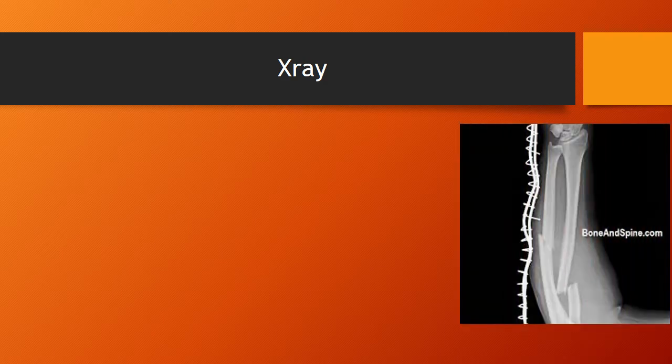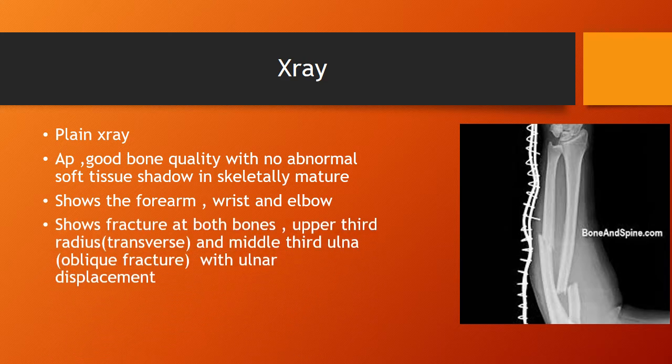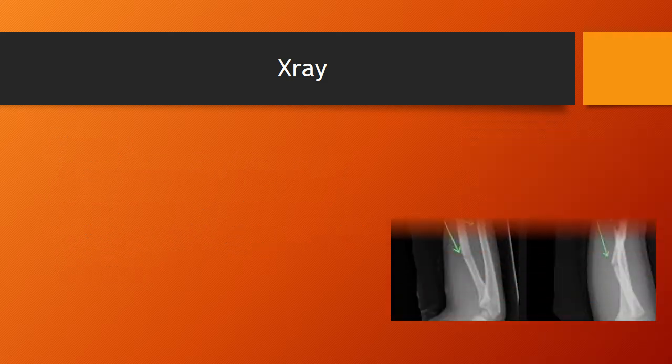Also, this is another exercise. This is the plain X-ray, the anteroposterior view only. This is a skeletally mature patient. Of course, we can't detect the site. Also, you can see the forearm, wrist, and somewhat the elbow. You see that this is a fracture of both bones: the upper third of the radius, which is transverse, and the lower and middle third of the ulna, which is an oblique fracture. And we have ulnar displacement because the distal fragment of the radius is displaced to the ulnar side.